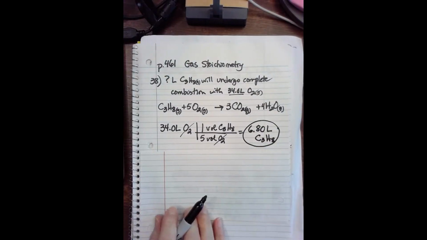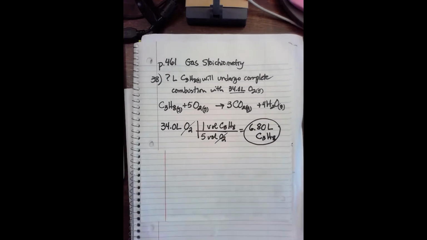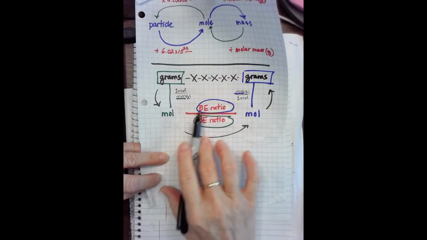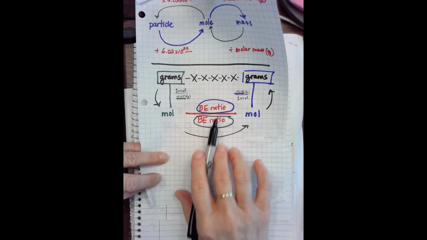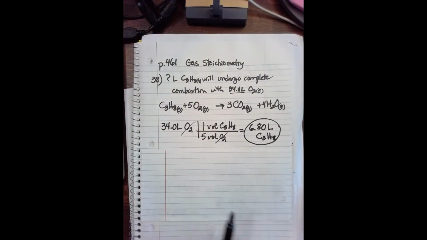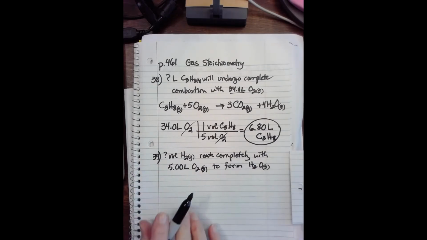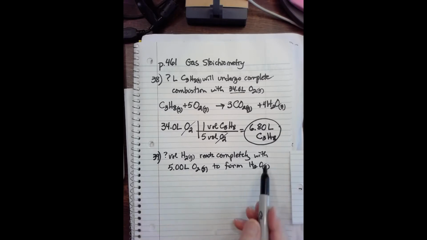So just a little one-step problem, right? Where we are using our volume ratios, much like we used our balanced equation ratios for moles. Now we're understanding that this is also volume. All right, now let's look at the next question on this page that we're going to solve together. So this is number 39. Number 39 says determine the volume of hydrogen gas that reacts completely with 5 liters of oxygen to form H2O.